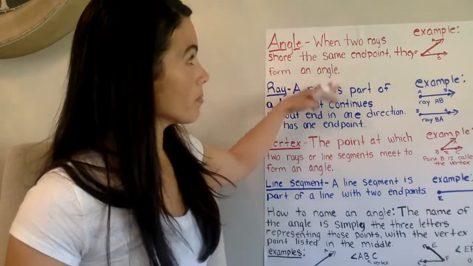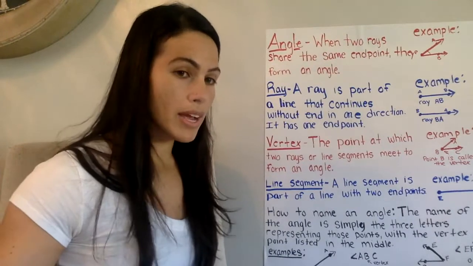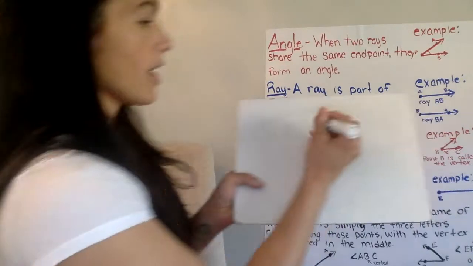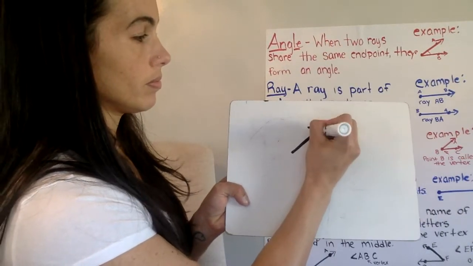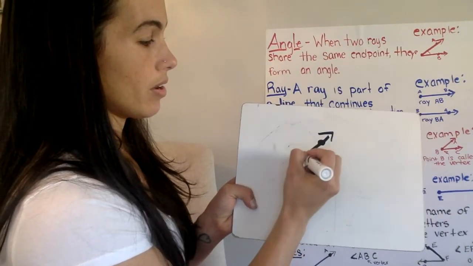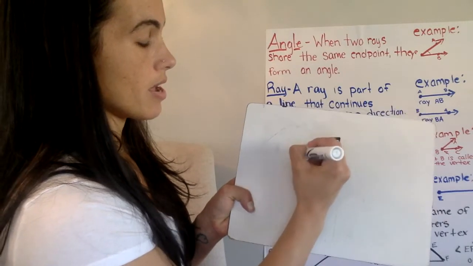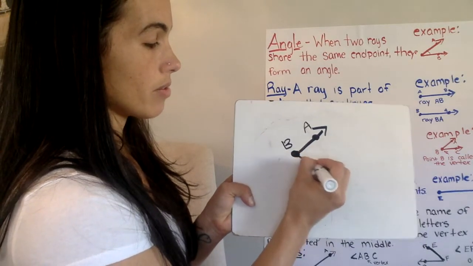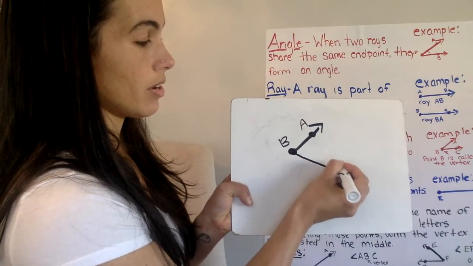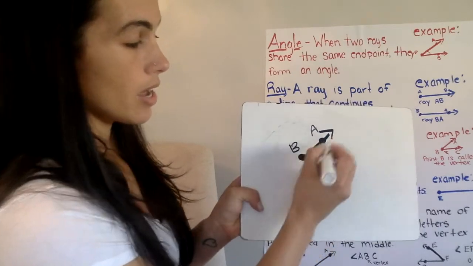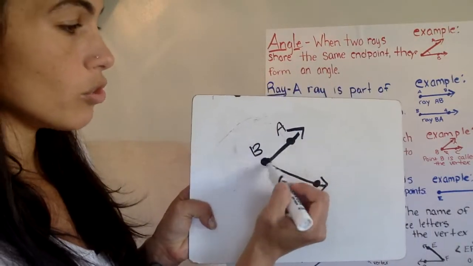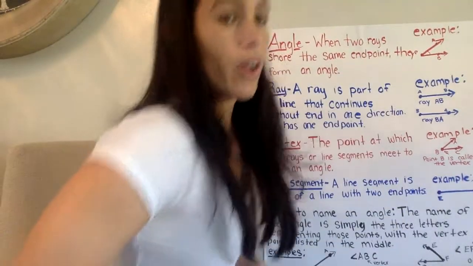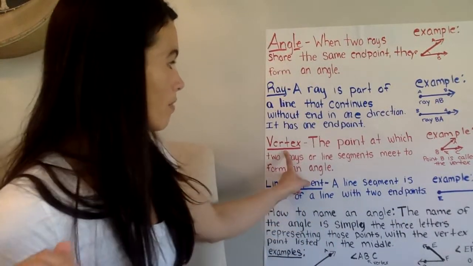Then, when going back to angles, the two rays is what makes an angle. So if I had here's my first ray. Let's call this point A, point B. Now, point C. Now I have my angle. And see, there's two rays here, one here and one here. Okay? Now, next one, vertex.